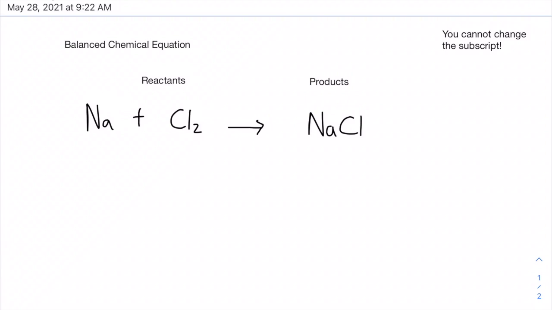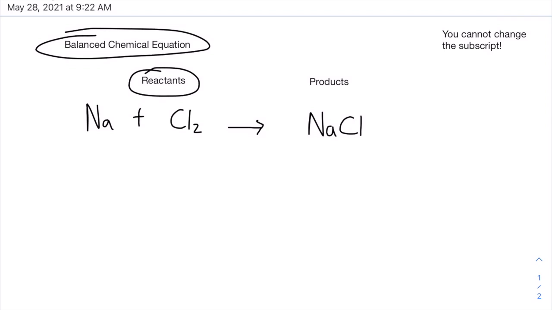All right, students, we are talking here about balancing chemical equations. That's where we make sure that all of the atoms that are on the reactant side show up somewhere on the product side. It needs to be equal numbers of each element on both sides. So in this example, we're talking about sodium plus molecular chlorine, which is Cl2, becoming sodium chloride, which is salt.